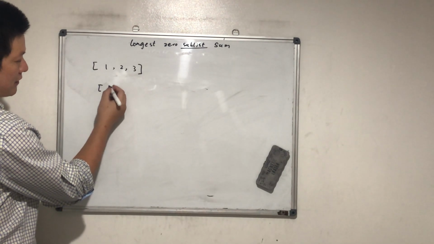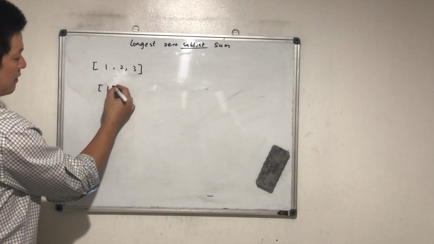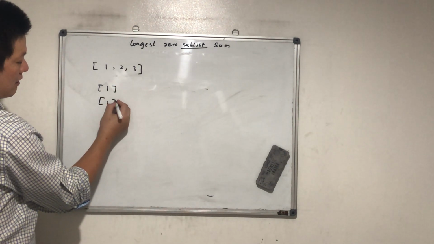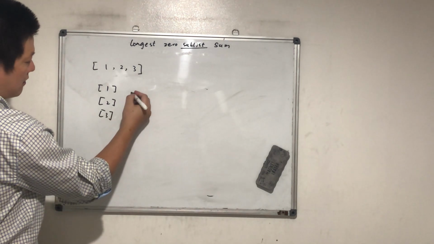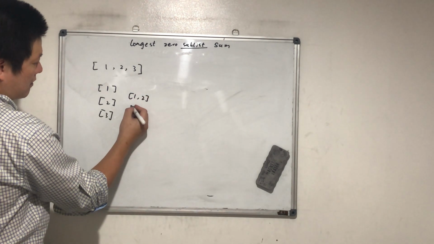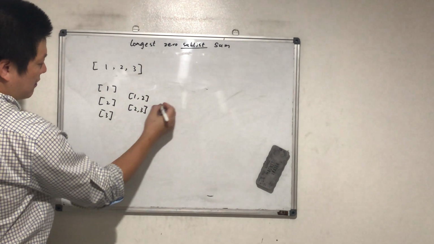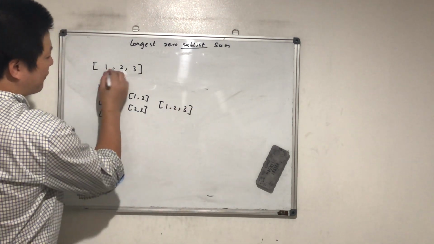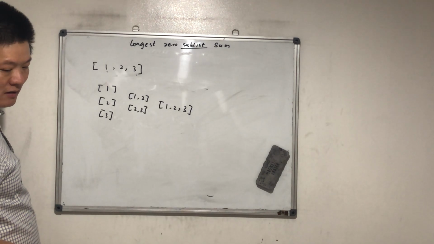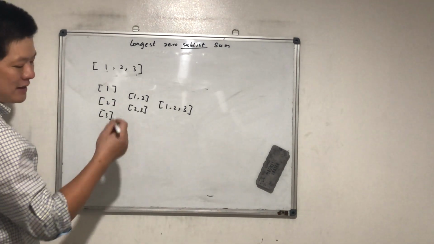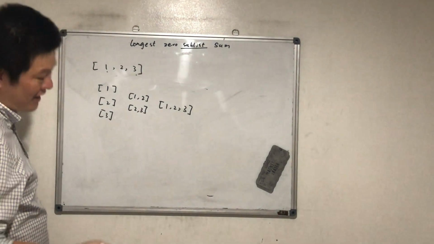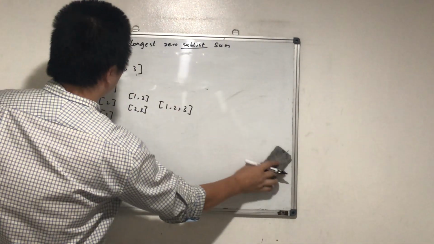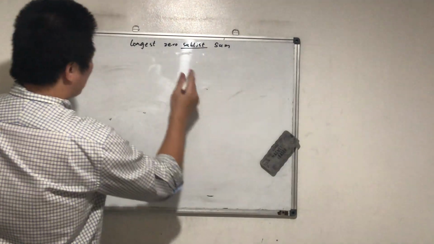Can you give me an example of a sublist? 1, 2, 3. 1, 2, 2, 3. Is 1, 3 a sublist? No. But it's a subsequence, right? Yeah, it's not continuous. We have sublist and continuous. Okay, so today's task is simple.